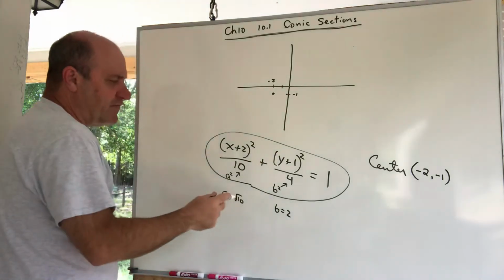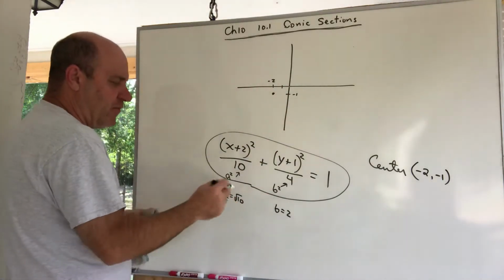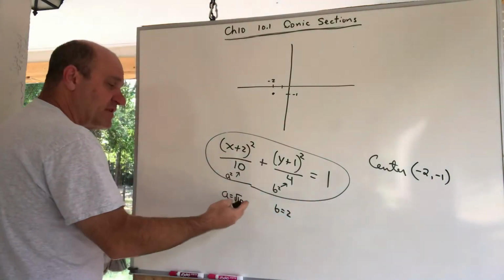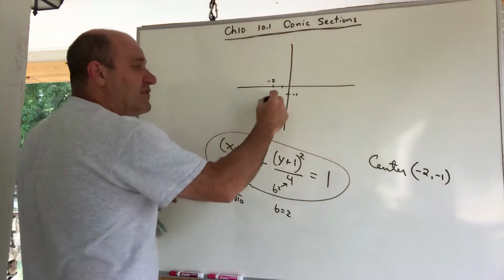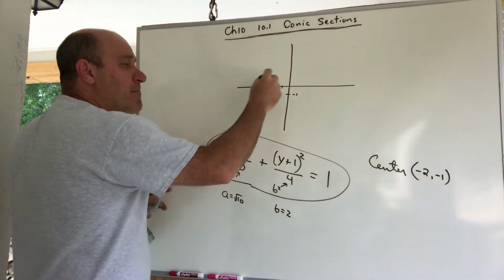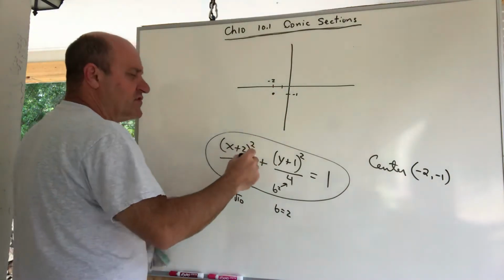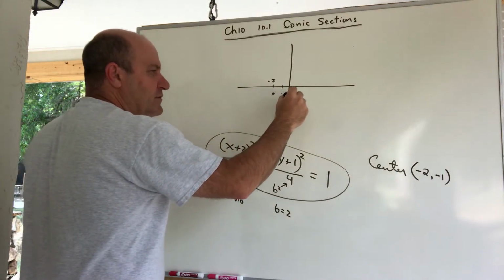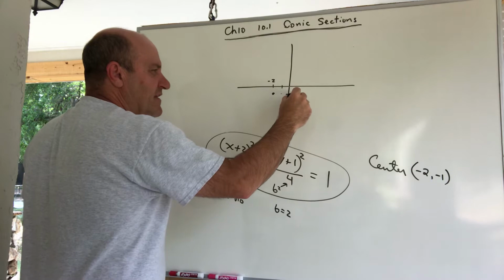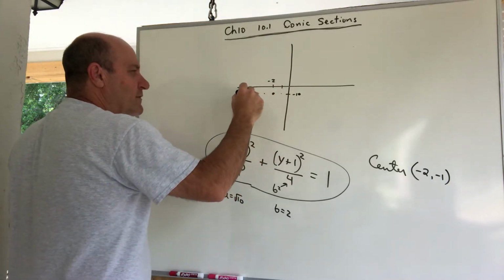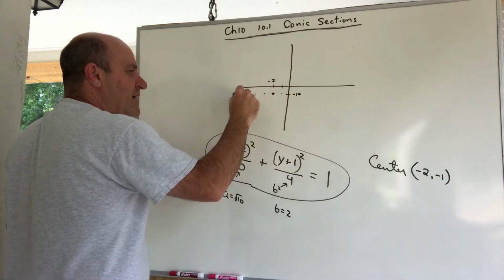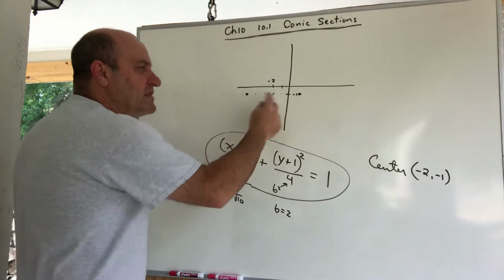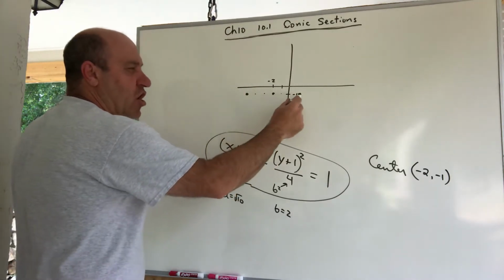And then what you do from the center is you go, well, this number was underneath x. You go over square root of 10 and square root of 10 to get to the endpoints of the major axis. So you go over the square root of 10, which is just a little bit more than 3. 1, 2, 3, roughly there. And 1, 2, 3, roughly there. Those are called the endpoints of the major axis, the longer axis.